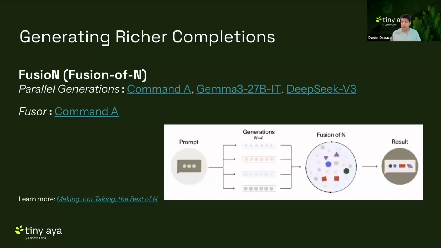Next. So just to drive the idea home, you have a prompt, you have generations. With Fusion, what happens is you pick parts from all of these generations and you have a much richer completion at the end. And the paper actually shows that these lead to better win rates and much richer completions.